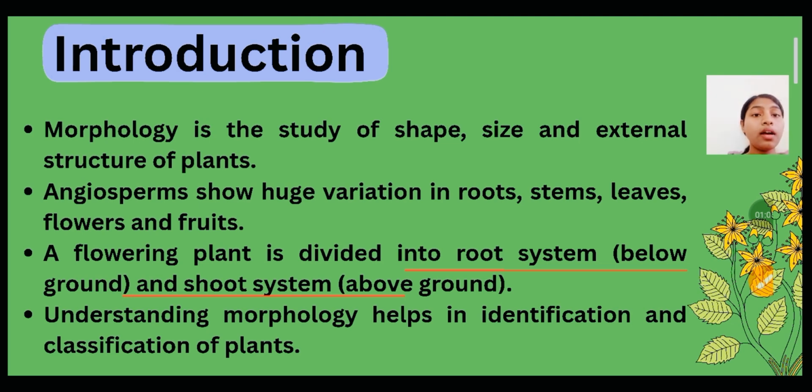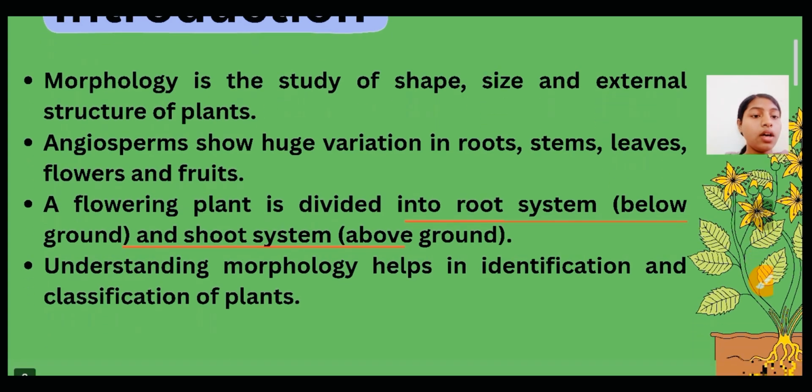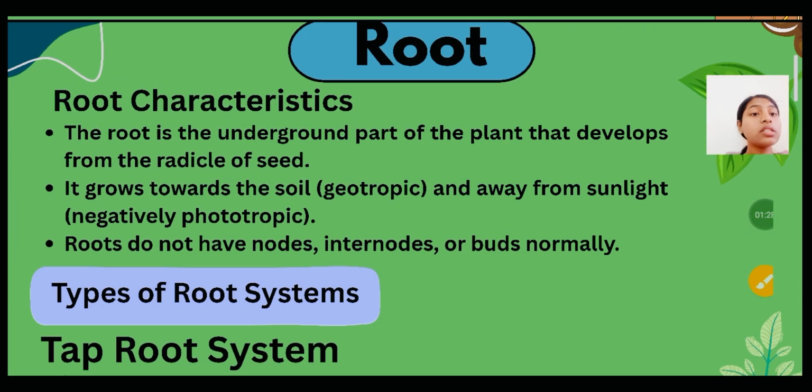So, in a simple and easy way, we can say that morphology means the outer structure of plants like root, stem, leaves, flower and fruits. Okay, and next we will discuss the root characteristics.